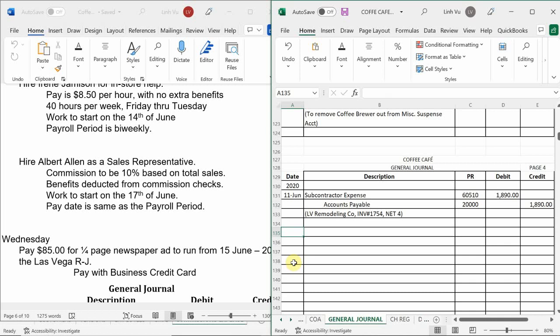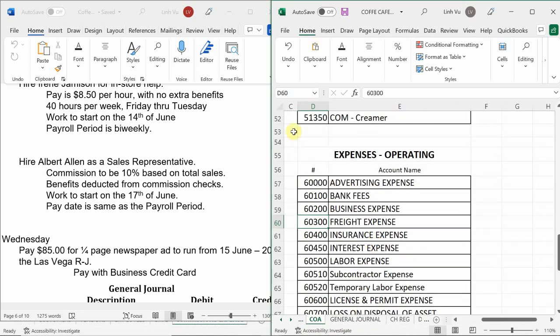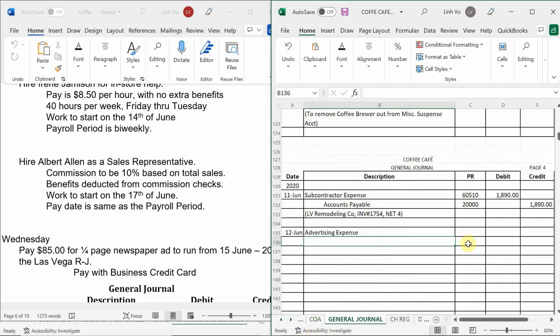What is a newspaper ad? It is considered an advertisement. So in this case, I purchased some advertisement. Now, I bought advertising, right? That's going to be an expense. We know for sure that exists because we read through our chart of accounts many times for our expenses. That's the very first expense that we have on here, advertising expense, for 60,000.